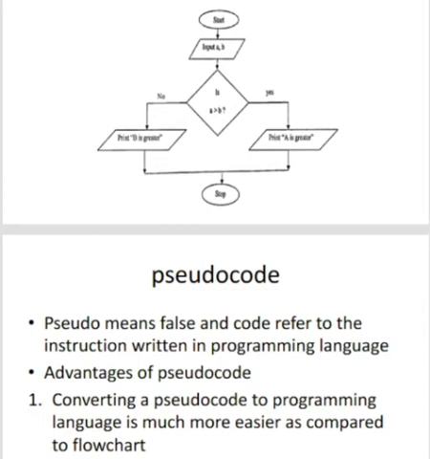The next is the pseudocode. It is a programming analysis tool used for planning program logic. Pseudo means false. Code refers to instructions written in a programming language. It is an imitation of actual computer instructions. Pseudo instructions are phrases written in ordinary natural language. So pseudocode is made up of basic logic structures that have been proved to be sufficient for writing any computer program.